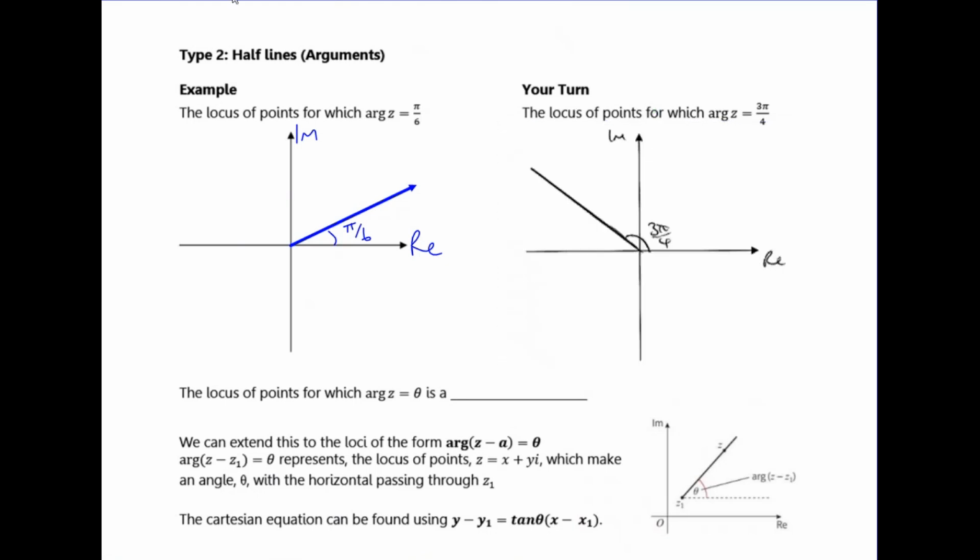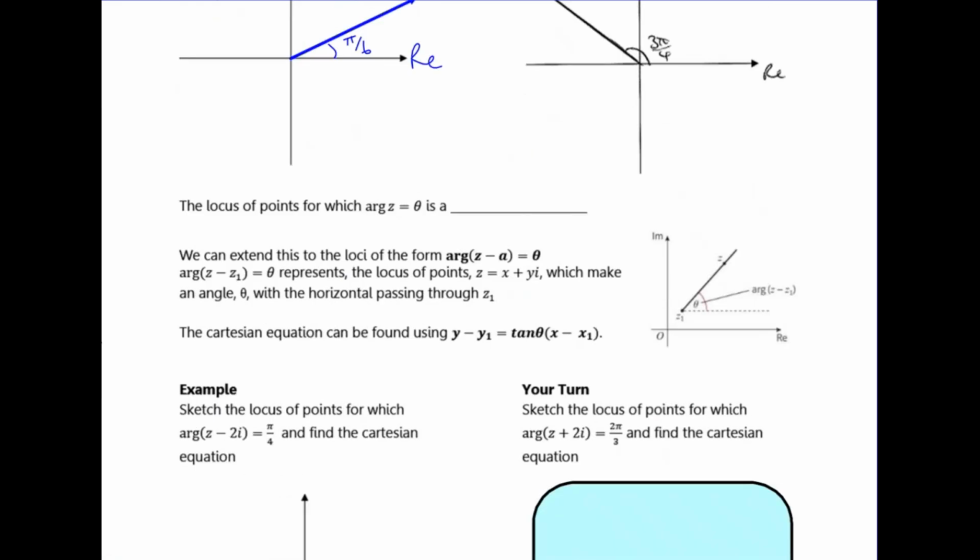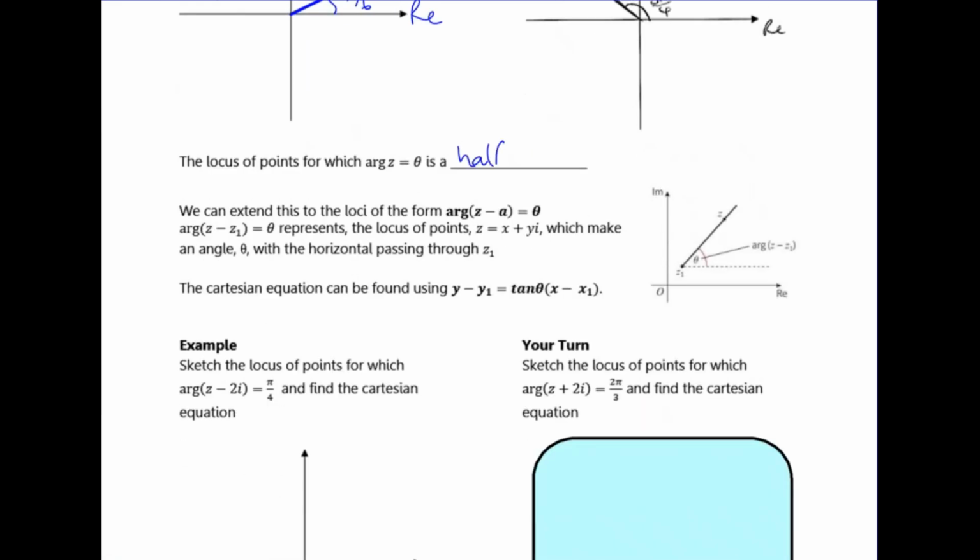So this one again, starting from the origin, it's going to the left this time because 3π/4 is obtuse. It's 135 degrees. So going that way there. Again, half line starting at the origin doesn't go through the origin. This gap in here says half line.